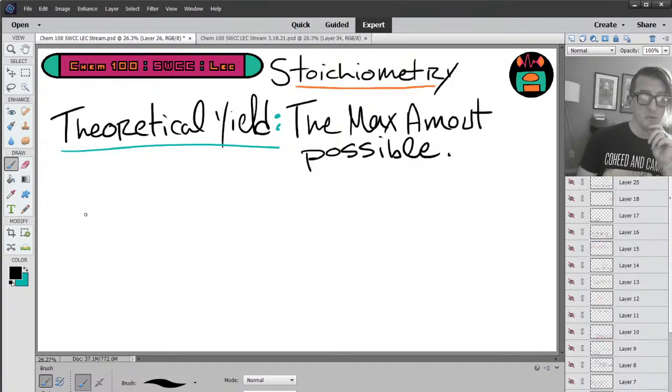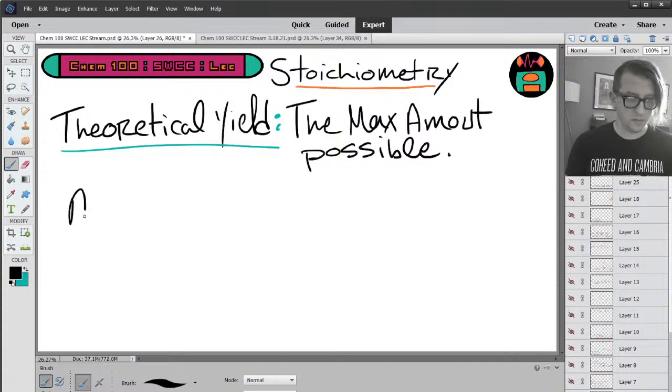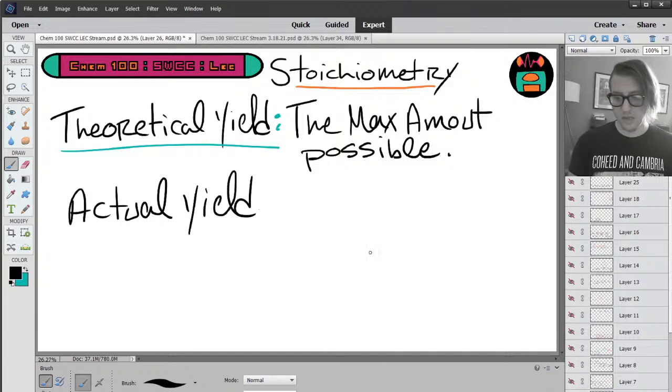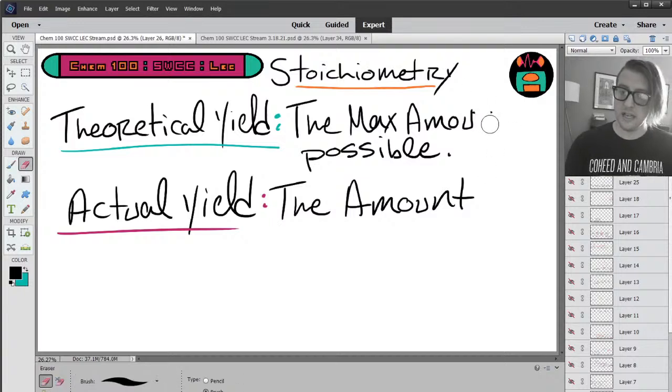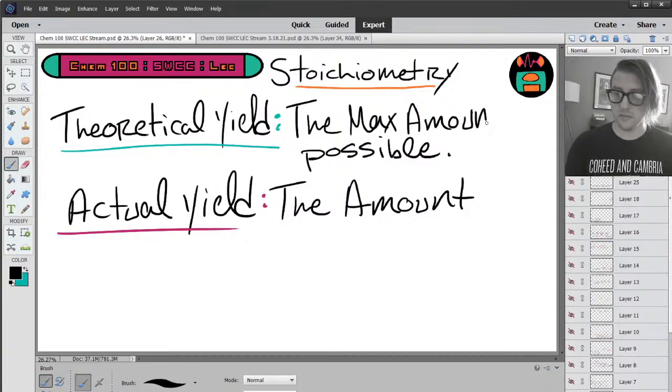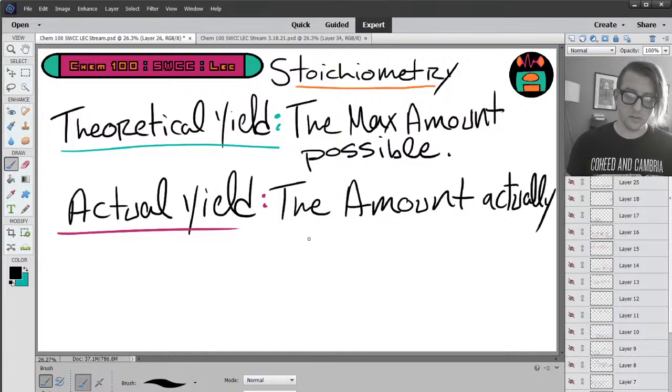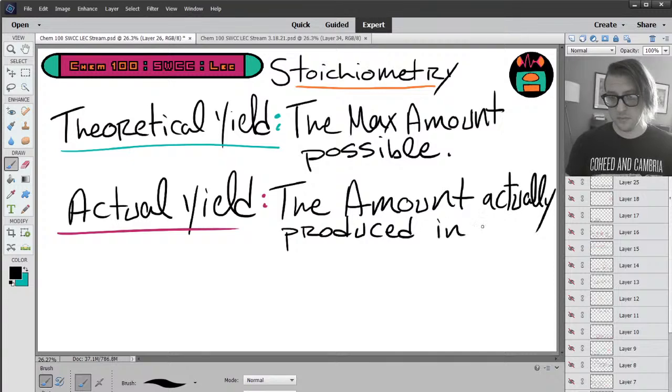Your actual yield is the amount actually produced in the reaction. Oh, I just realized I'm missing an N up here.